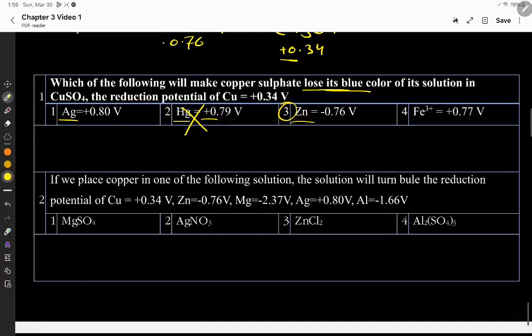Let's see the question in a different way. If we place copper in one of the following solutions, the solution will turn blue. Now, what does it mean?